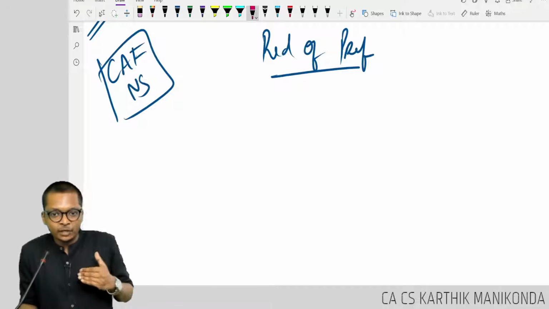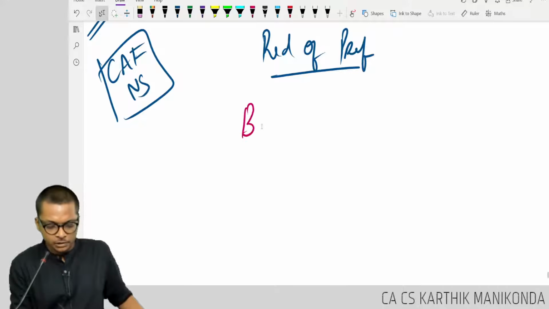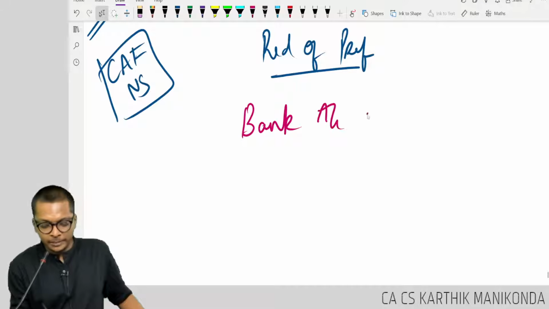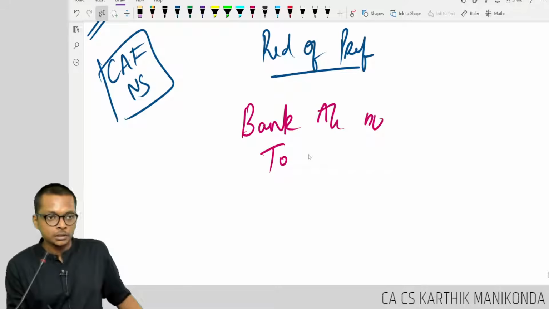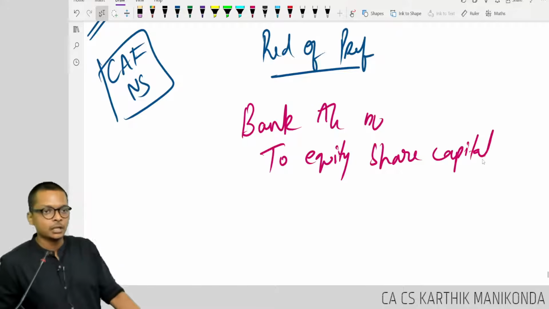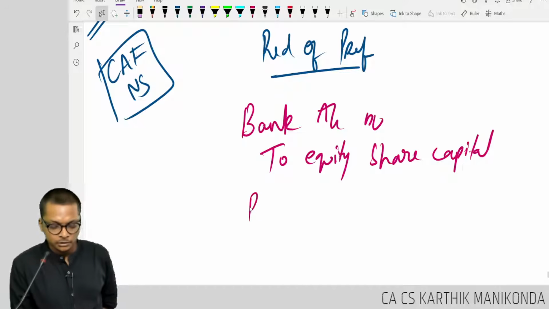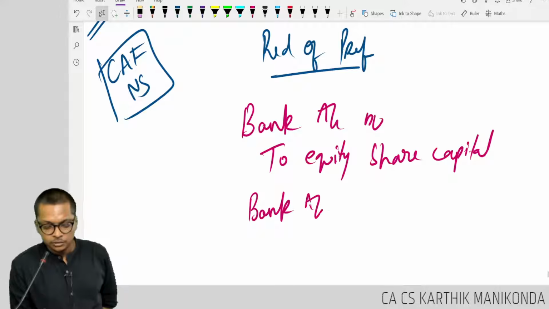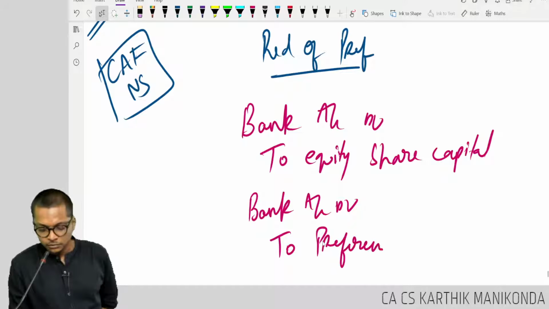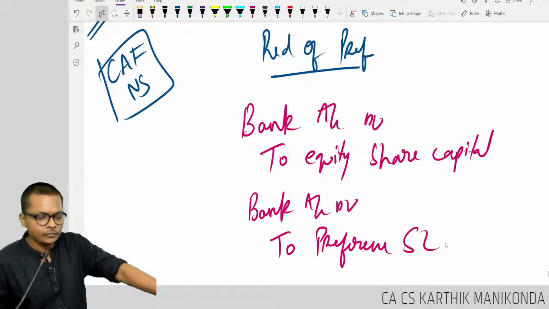What is the entry for issue of equity shares? Bank account debit to equity share capital, correct. What is the entry for issue of preference shares? Bank account debit to preference share capital, correct. This is the entry for issue.